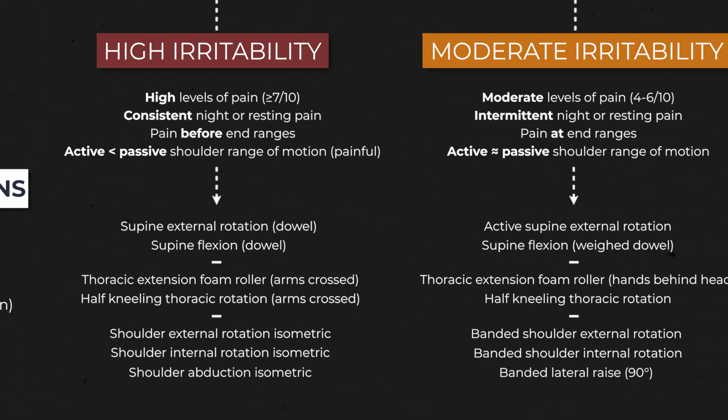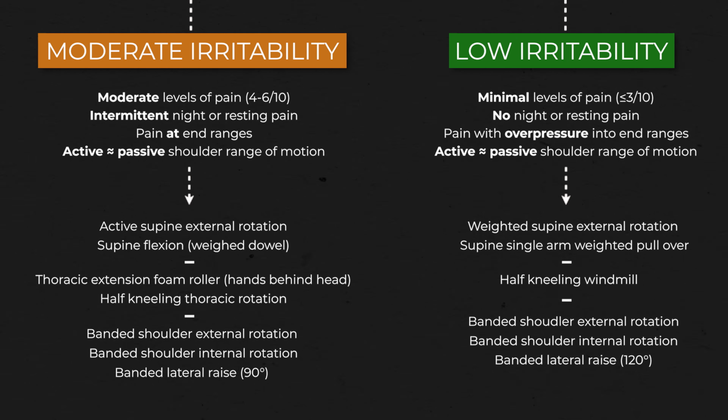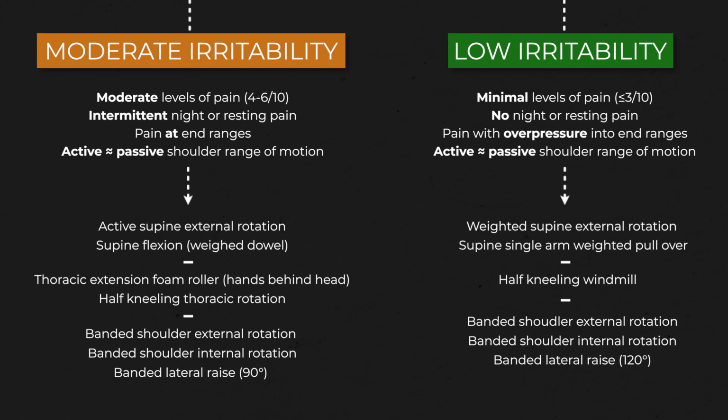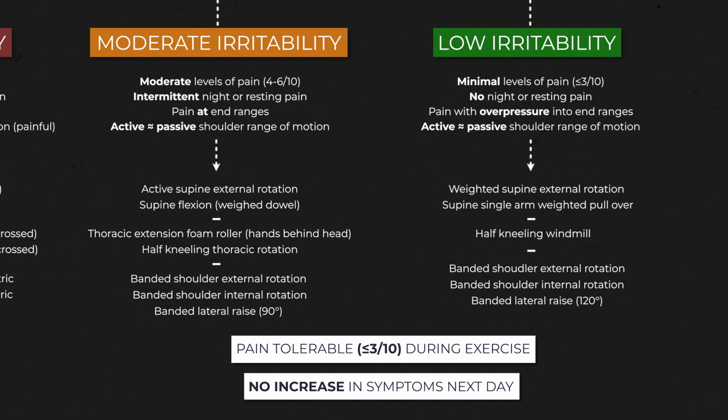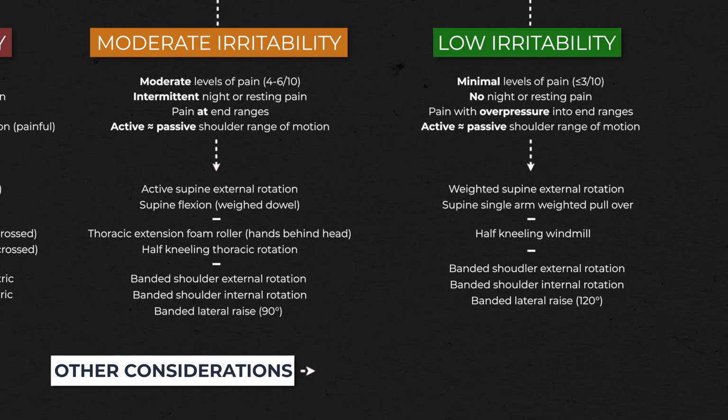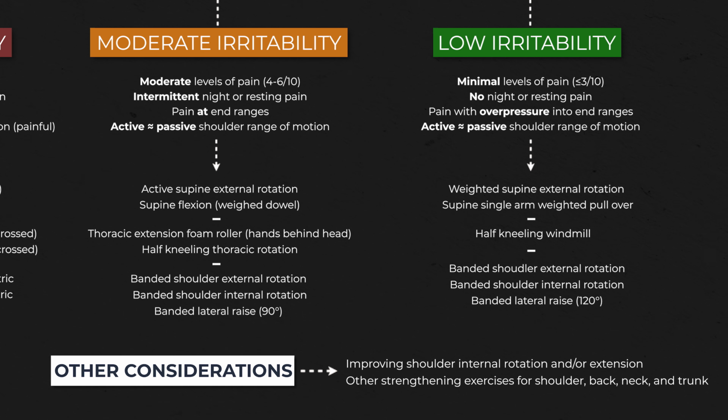As irritability moves from high to moderate to low, progress exercises by adding weight and increasing the range of motion you move through. Keep pain tolerable during exercise, about a 3 out of 10 or less, and make sure you do not have an increase in symptoms the next day. In addition to these options, you may also want to consider other range of motion and strengthening exercises depending on your restrictions, goals, etc. And finally, understanding the clinical course of frozen shoulder helps set realistic expectations.